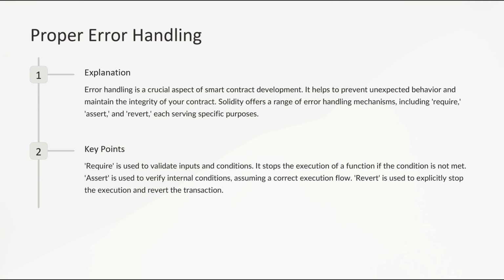Proper error handling. Error handling is a crucial aspect of smart contract development. It helps to prevent unexpected behavior and maintain the integrity of your contract. Solidity offers a range of error handling mechanisms, including require, assert, and revert, each serving specific purposes.